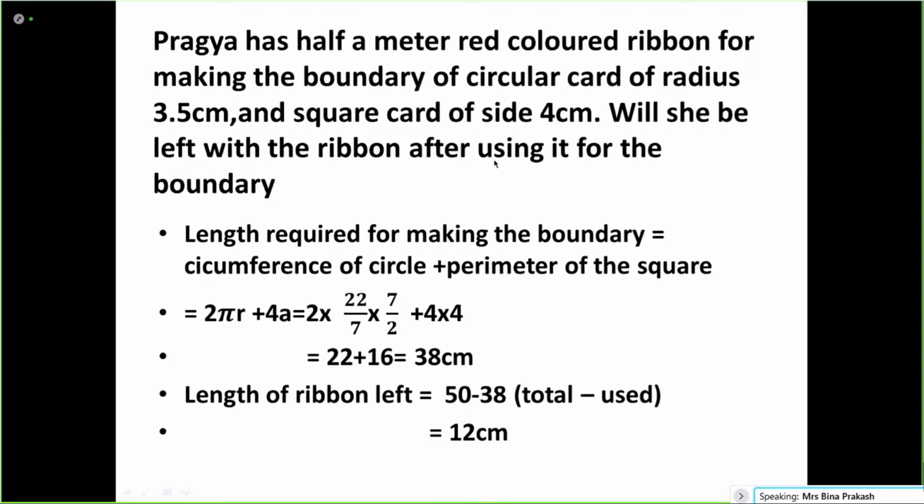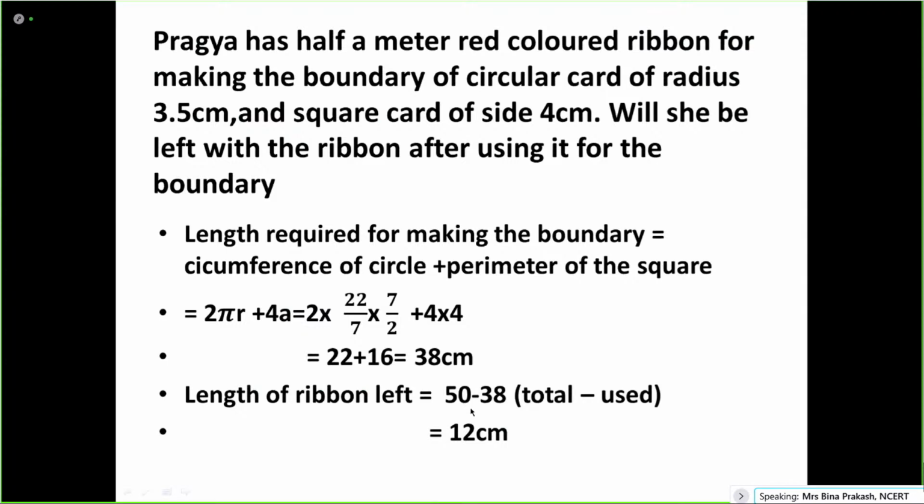So the length that is left is actually the length that has been taken up from the half a meter ribbon after it's been used for making its boundary. The length that we require to make its boundary is the circumference of the circle plus the perimeter of the square. So this expression is, I think, clear to all. We just take the value of the radius and the side of the square, put the values here for the calculation. So we get the value as 38 centimeter. The 38 centimeter is the length that has been used to make the boundary.